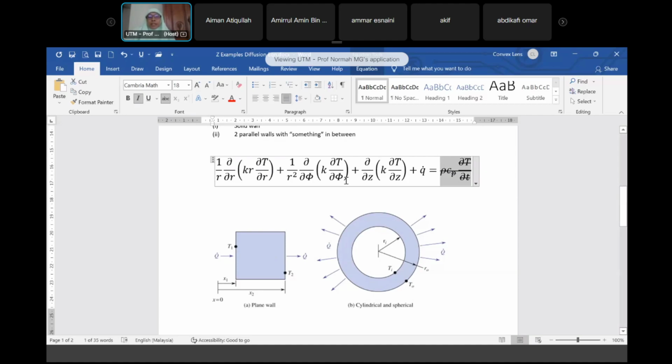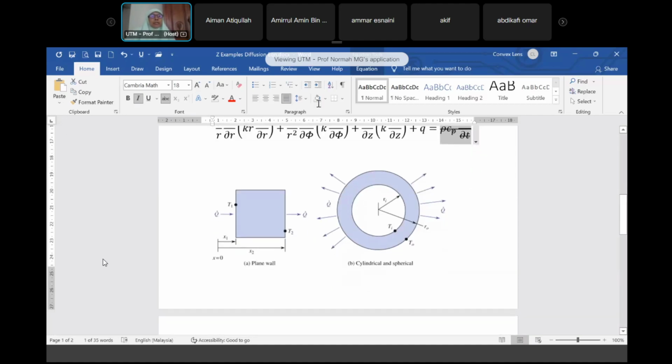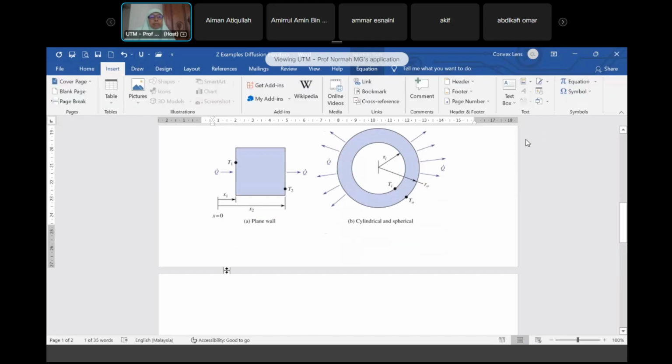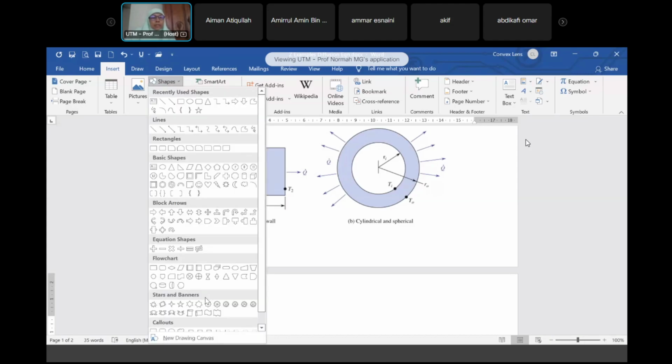If it's one-dimensional in the Z, it's actually a pipe. So let's say you have a pipe. Insert shapes. Let me say block equation shapes. We have a shape.